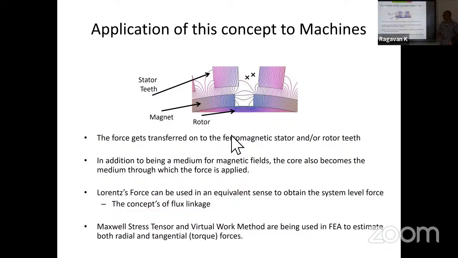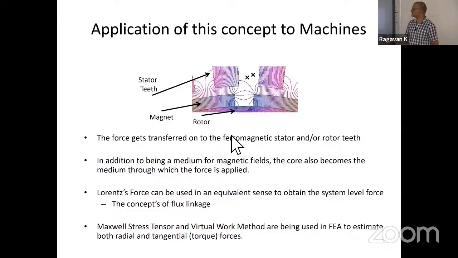Any questions? So in general, solvers like finite element analysis do not use the Lorentz force. What is being used is either Maxwell's stress tensor, not exactly the way we have used it. There are some improved versions, like an average version on multiple layers, whereas we have applied it on a single contour. Improved versions of Maxwell's stress tensor and the virtual work method are being used in FEA.